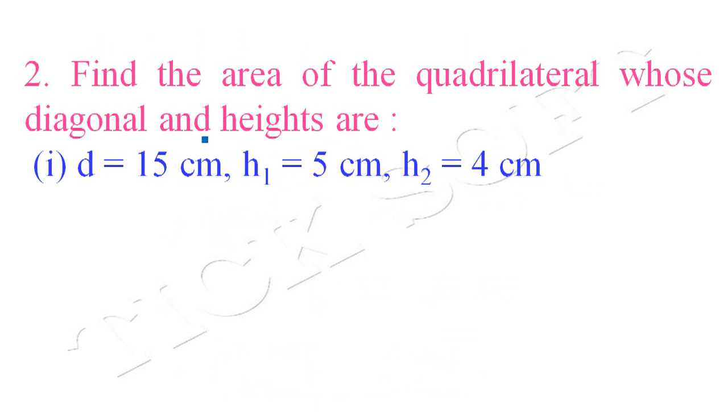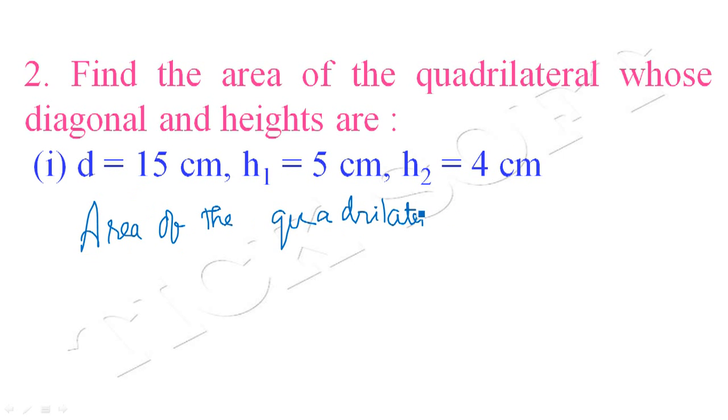The second question here is, find the area of the quadrilateral whose diagonal and heights are given. In the previous problem, they gave us the diagram and we found the values of D, H1 and H2. But here they have directly given us the values of D, H1 and H2. So it is enough to apply the formula only. First let us write down the formula and then let us substitute the values. That is, the area of the quadrilateral is equal to half into D into H1 plus H2 square units.